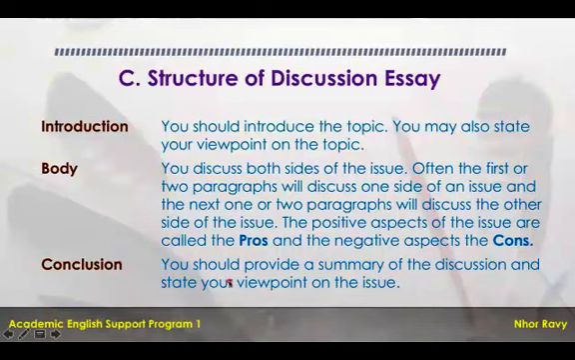Okay, and in conclusion, you should provide a summary of the discussion. So a summary of the discussion means that you provide a summary of your viewpoint on positive aspects and viewpoint on negative aspects. And the last thing you have to do is state your viewpoint on the issue. So show your stand, show your opinion. You choose pros or cons. That's the structure of the essay: introduction, body, and conclusion.